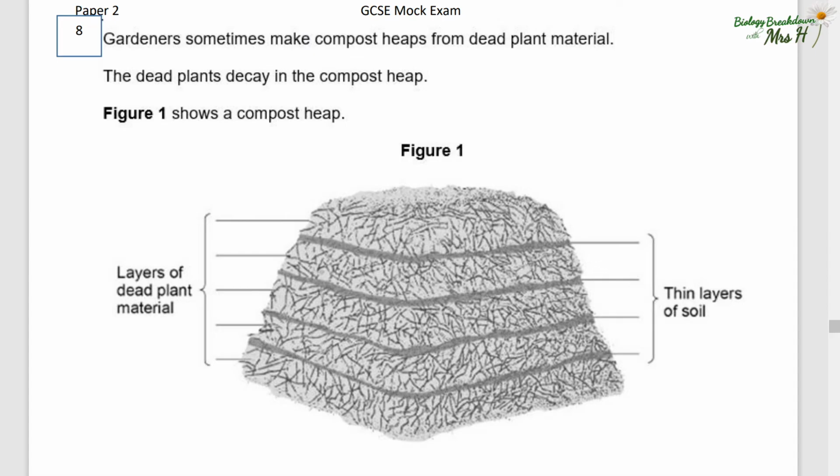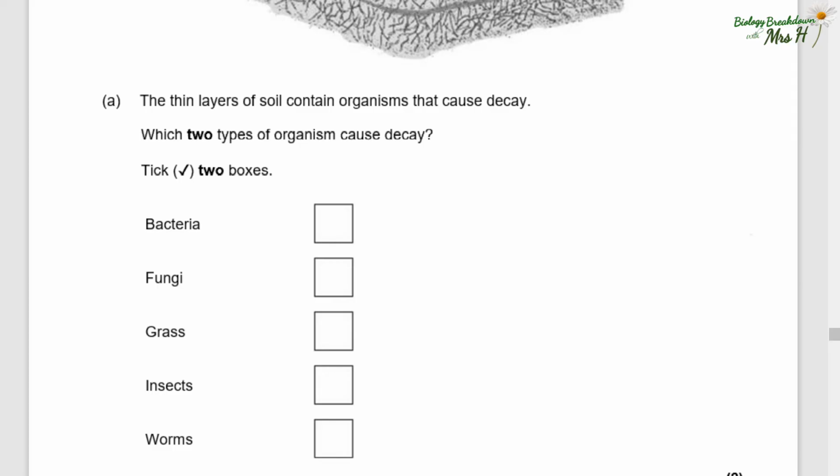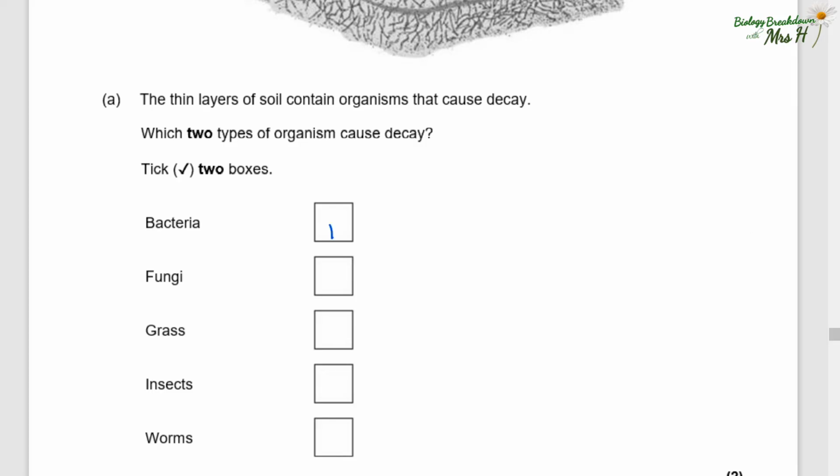Number 8, gardeners sometimes make compost heaps from dead plant material. The dead plants decay in the compost heap, and this shows the compost heap. The thin layers of soil contain organisms that cause decay. Which 2 types of organism cause decay? So that is the bacteria and the fungi. It can't be grass, that doesn't make sense.